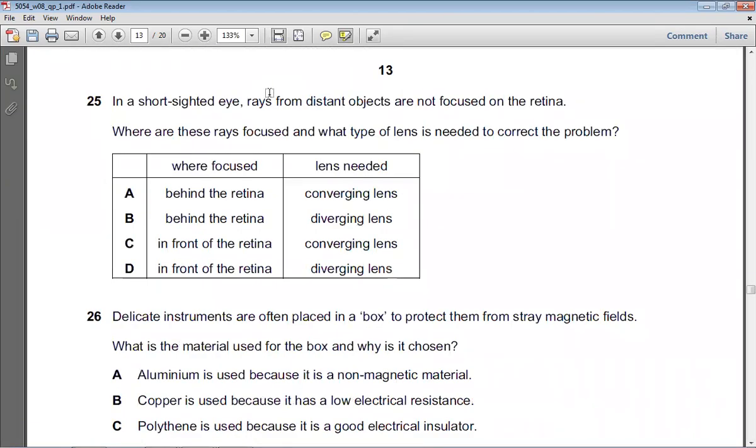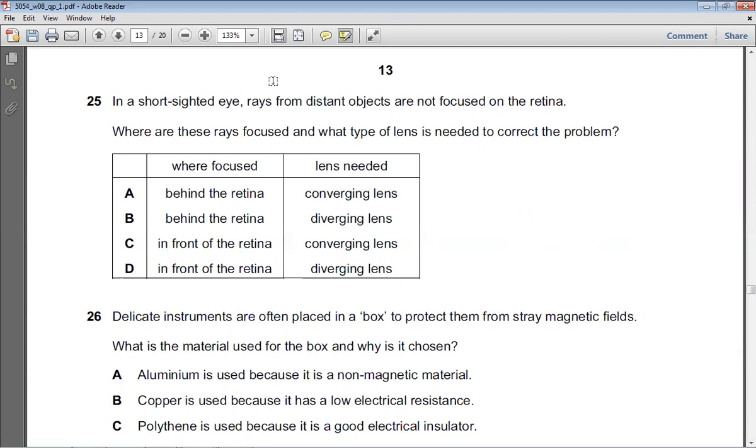In a short-sighted eye, the near objects the observer can see, the objects which are near, but the far away objects he cannot see clearly. In a short-sighted eye, rays from distant objects are not focused on the retina. Where are these rays focused, and what type of lens is needed to correct this problem?